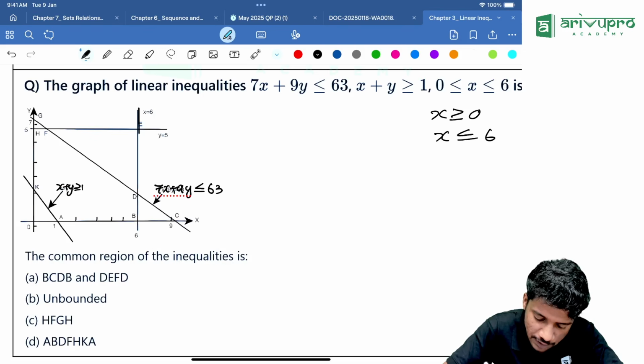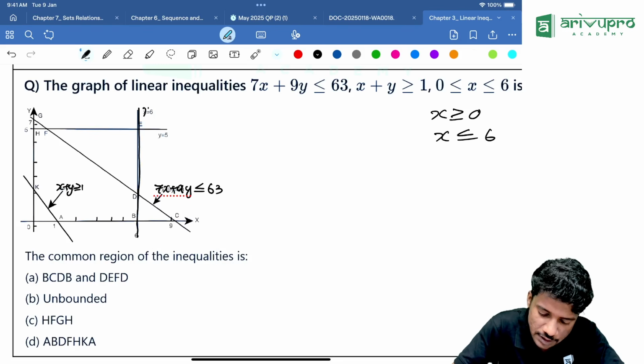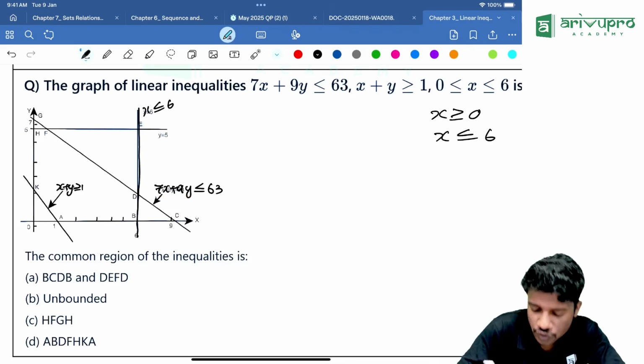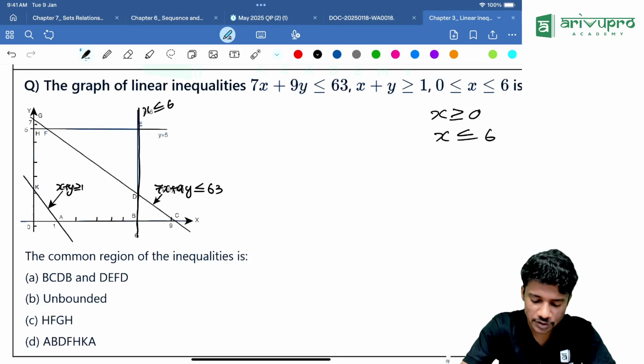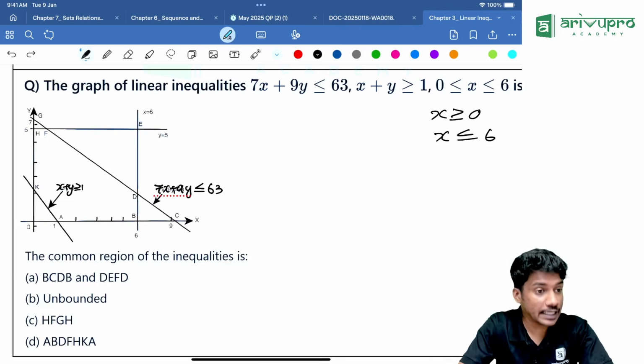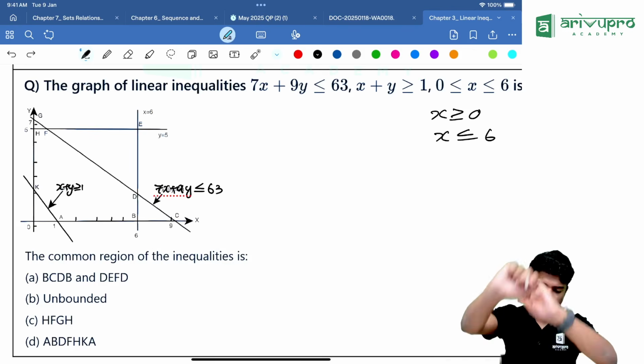That means this is the graph for what? x is less than or equal to 6. Now you should tell me the answer. Very easy answers. Get me the answer first. Option D. Let's see. We will check the answer first.